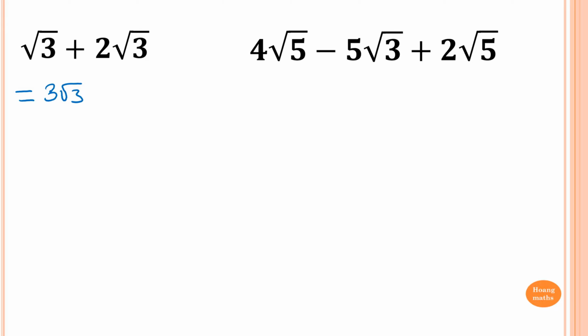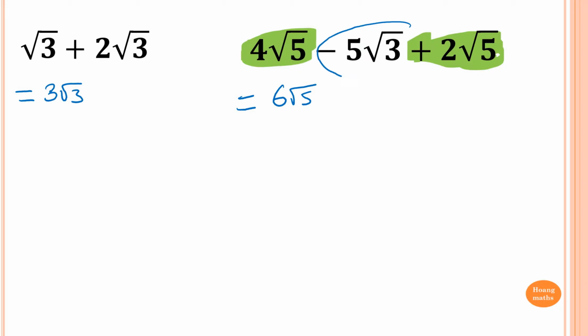See this one here? 4 root 5 minus 5 root 3 plus 2 root 5. So you can see there are like terms, which is 4 root 5 here, and plus 2 root 5. That's it. So 2 root 5 there. Therefore, 4 root 5 plus 2 root 5, 4 plus 2 is 6. So 6 square root of 5.